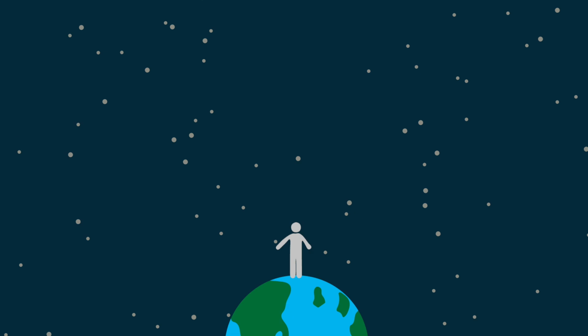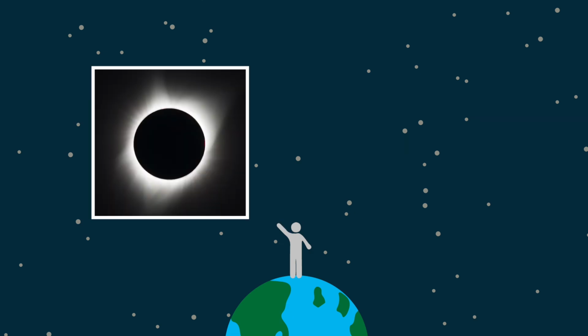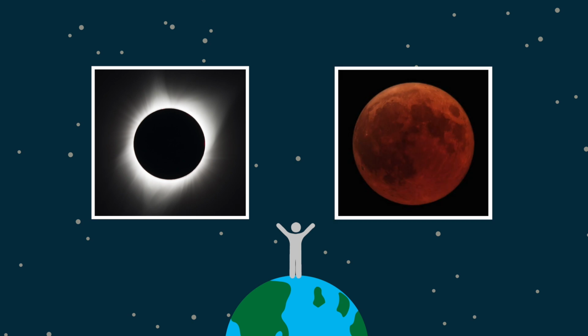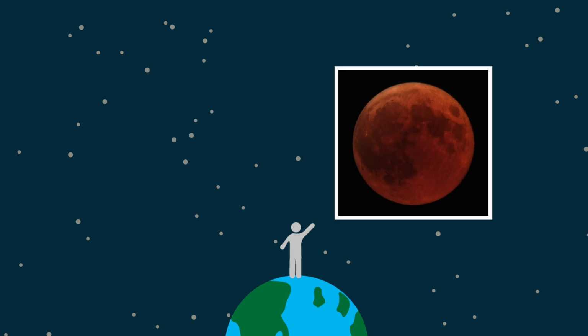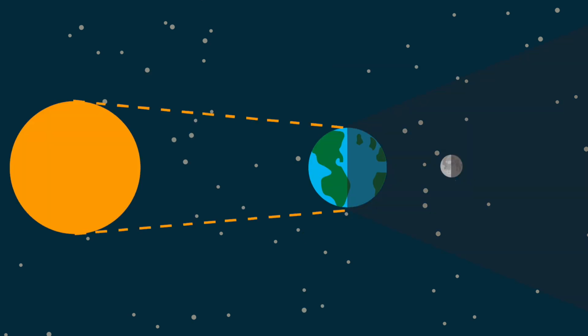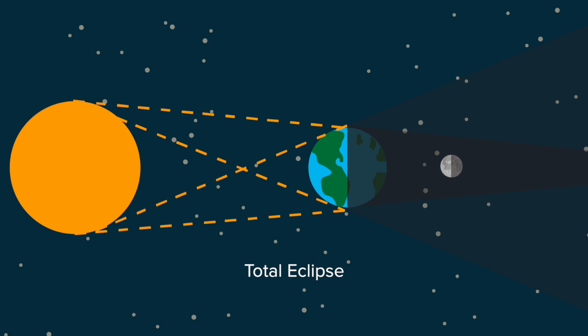For us here on Earth, eclipses can be broken down into two main categories, solar and lunar. In today's video, we will focus on lunar eclipses, which is where the Earth casts a shadow on the moon. Lunar eclipses can in turn be broken down into three types: total, partial, and penumbral.